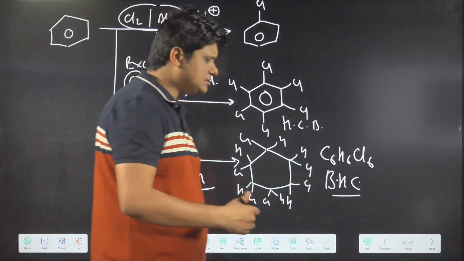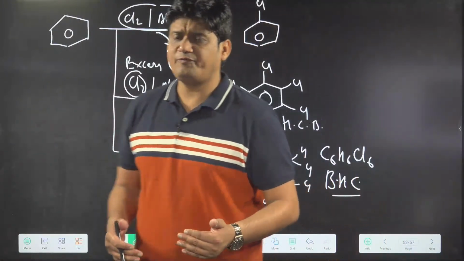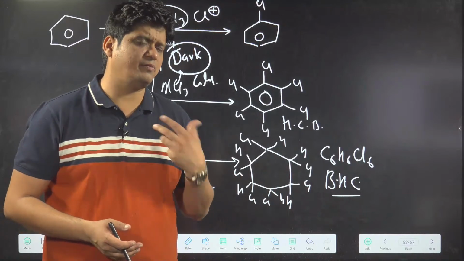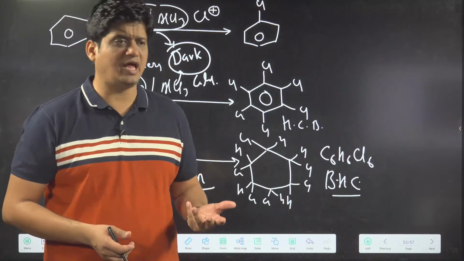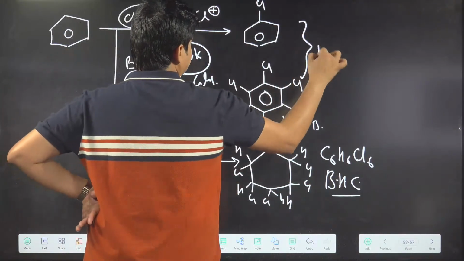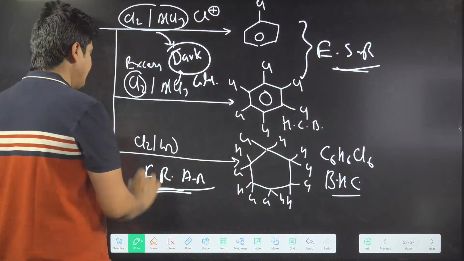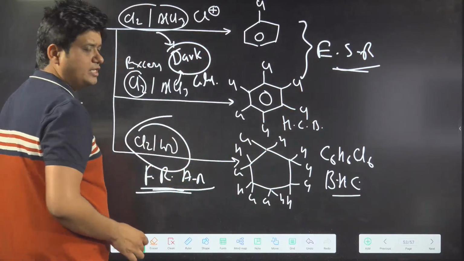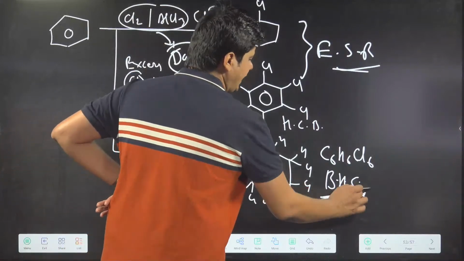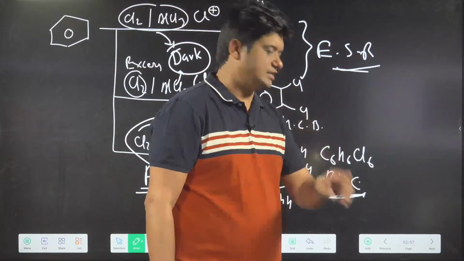So they can ask this question also: if you are doing the electrophilic substitution reaction of benzene in the presence of chlorine or bromine, then do we perform the reaction in the presence of light or in the dark? Answer is ESR reaction. You have to perform it in the dark, because if you take Cl2 and H nu, it is going to give you a free radical reaction, and that is going to give you the product benzene hexachloride, and benzene hexachloride does not have a benzene ring.